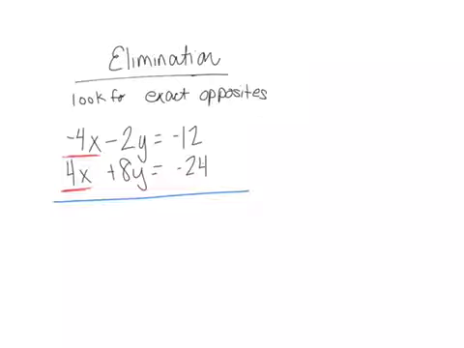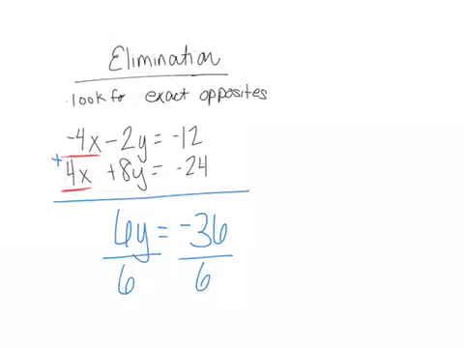I get negative 4x plus 4x gives me 0x. Those are gone. Negative 2y plus 8y is 6y. Negative 12 plus negative 24 is negative 36. Gives me a one-step equation with one variable that I know how to solve, resulting in y equals negative 6.